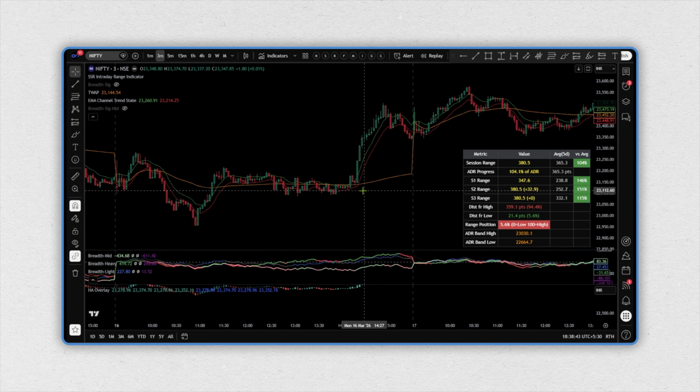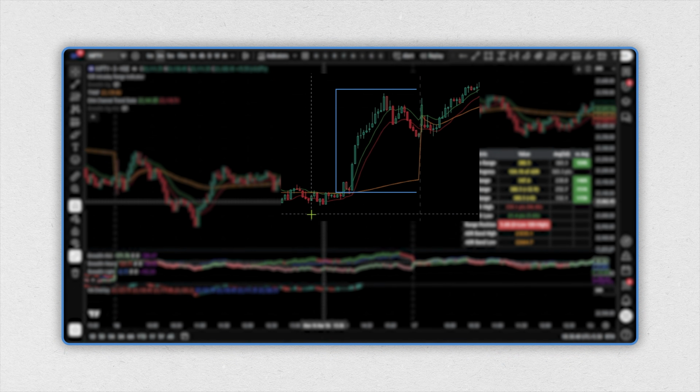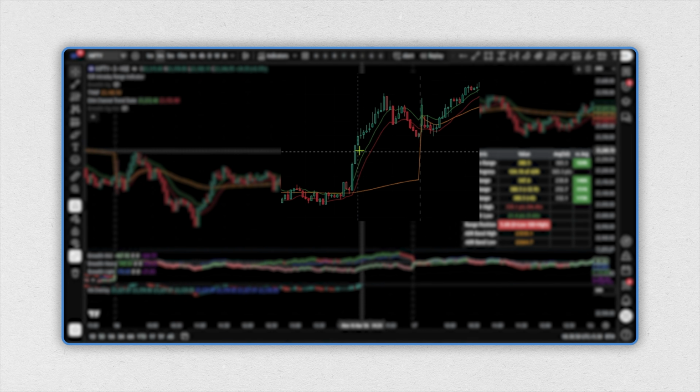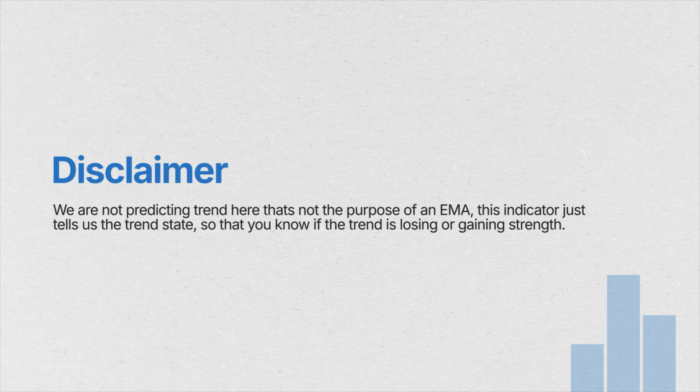Likewise for an uptrend. During an uptrend, you will again see back-to-back closes above the green EMA. There is also a bar coloring logic based on the trend state. Fair warning again, we are not predicting trend here, and that's not the purpose of an EMA. This indicator just tells us the trend state so that you know if a trend is losing or gaining strength. Lastly, as with any indicator that has an aspect of averaging, it will always be slightly lagging.